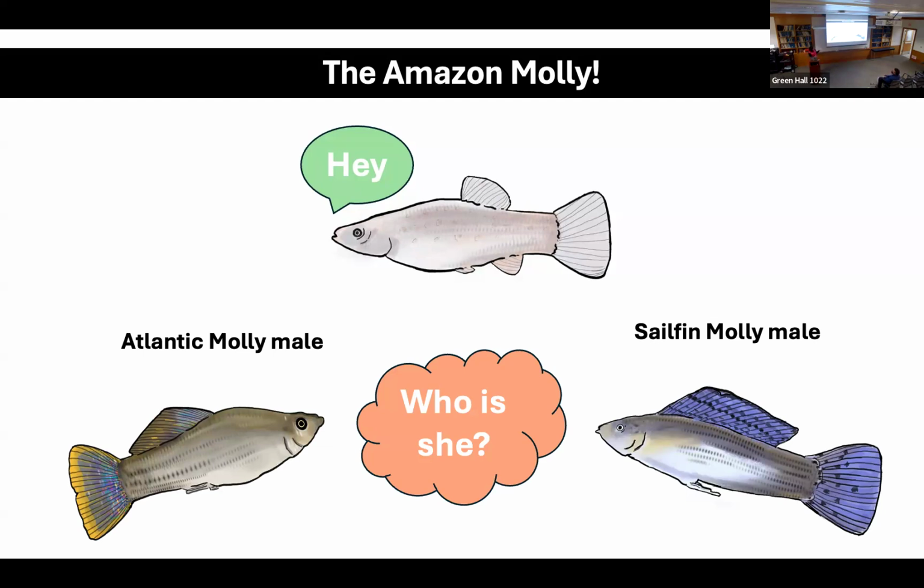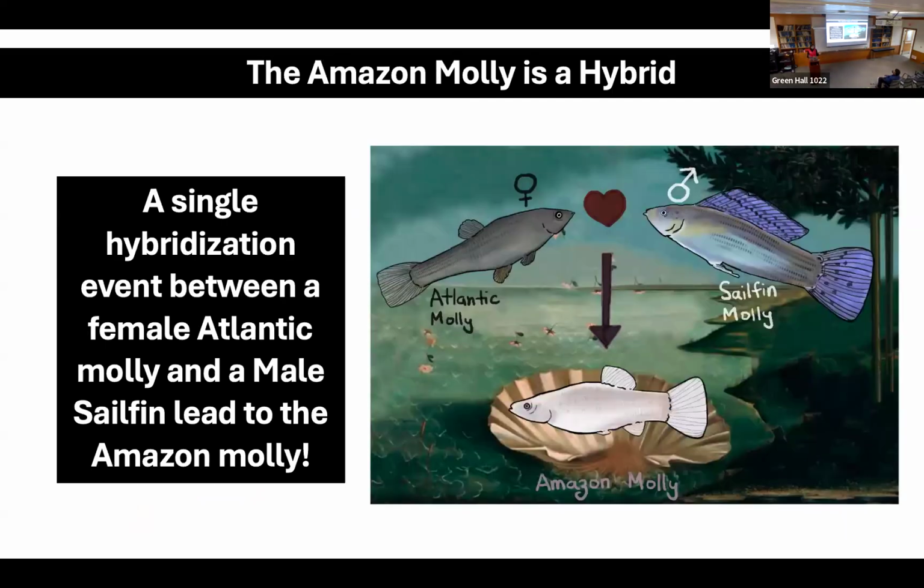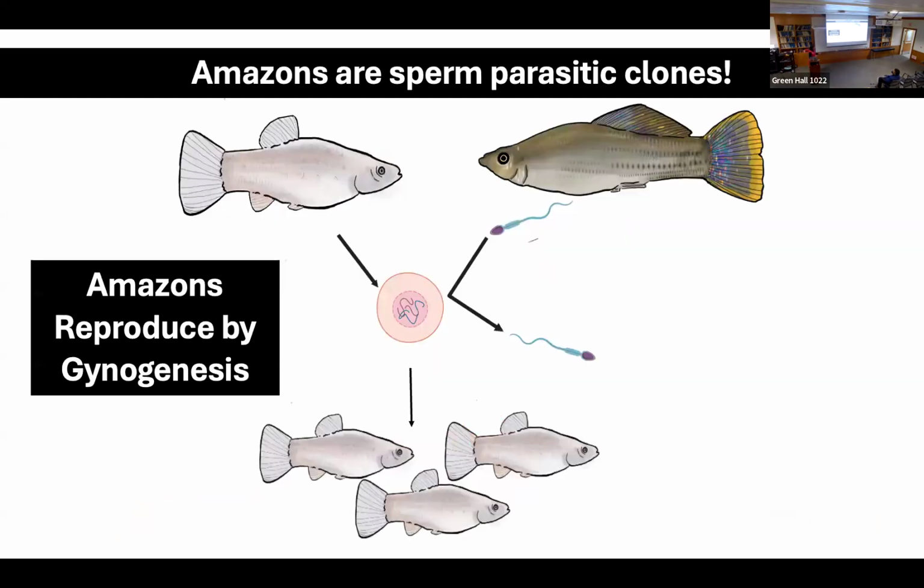So, who is she? A little background on the Amazon Molly. So the Amazon Molly is a hybrid. She is the result of a single hybridization event between a female Atlantic Molly and a male Sylvan Molly, which led to her. This happened only once. We cannot generate Amazon Mollies anymore. And she is a sperm parasite.